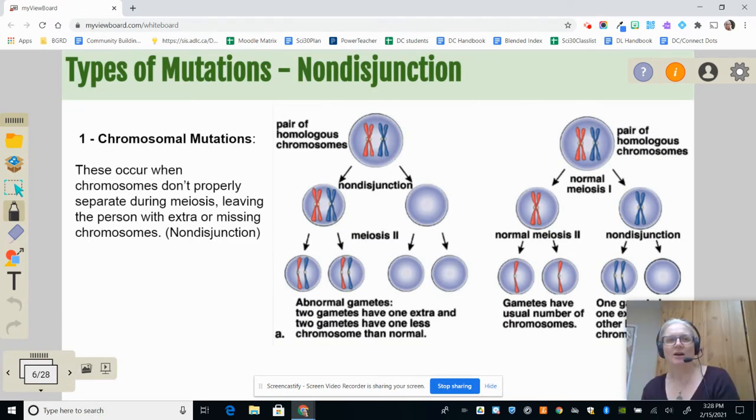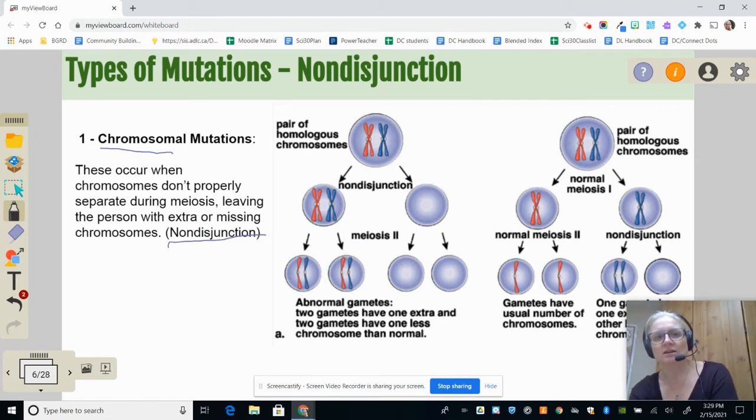Right, so we're going to look at 3 different types of mutations. The first one is a mutation that has to do with your chromosomes and how they don't properly separate during meiosis. When they don't properly separate, it's called non-disjunction.